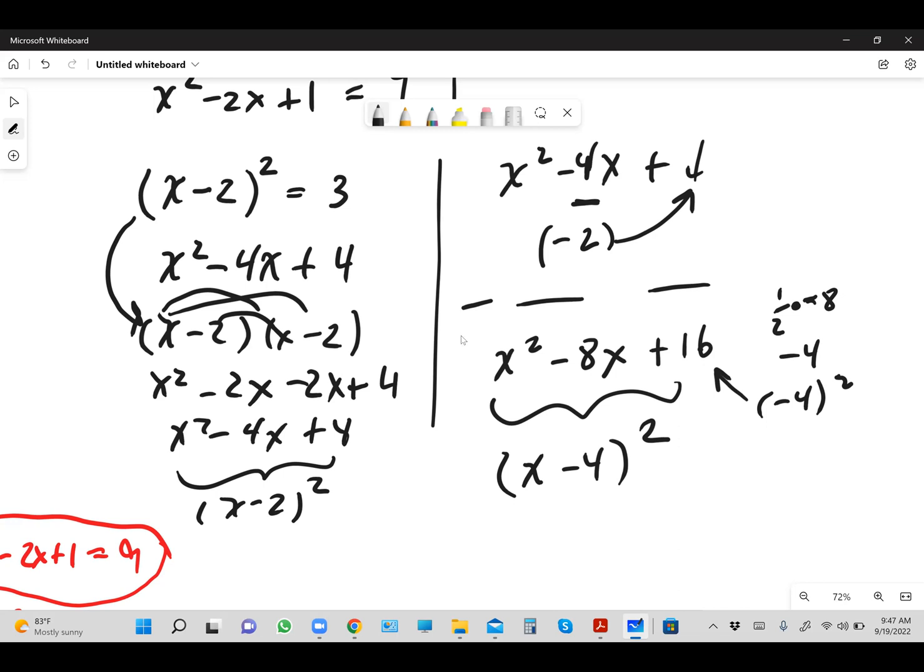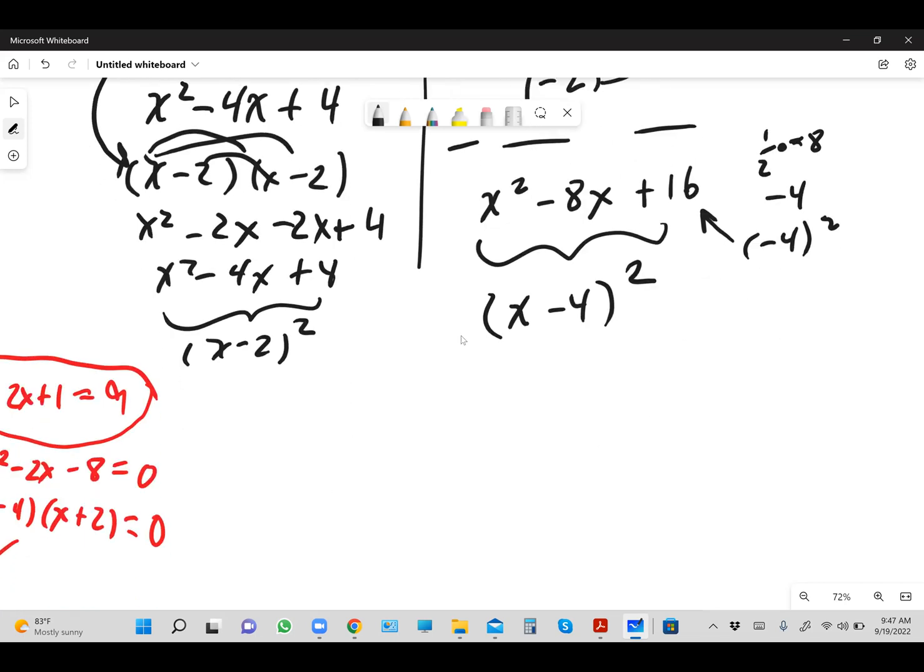Why? Because I may want to utilize this to solve a problem. Let me show you what I mean. Let's say I gave you x squared minus 8x equals 11. Now, how can I solve this? Well, one way is that method I just showed you. You say, what's half of negative 8? Negative 4. Negative 4 squared is 16. So I add 16 here.